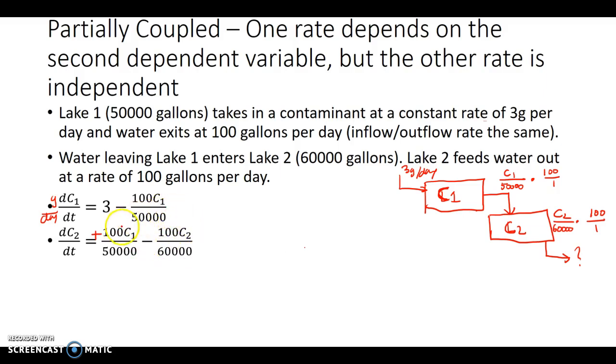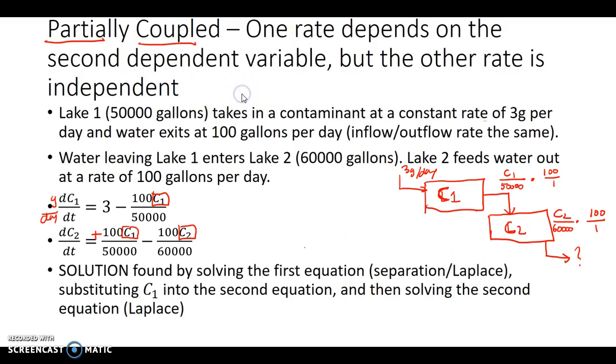Now we see that this is partially decoupled because the rate of change in C2 depends on both C1 and C2, but the rate of change in C1 only depends upon itself, and that's where we get the name partially coupled. You can kind of think about them as they're somewhat married, these two systems. One depends on the other, but the other doesn't depend on the first.